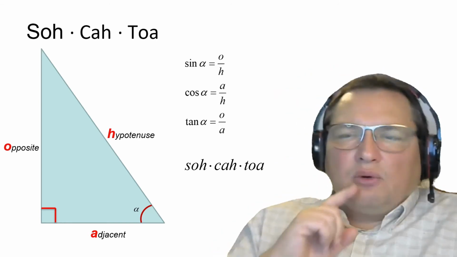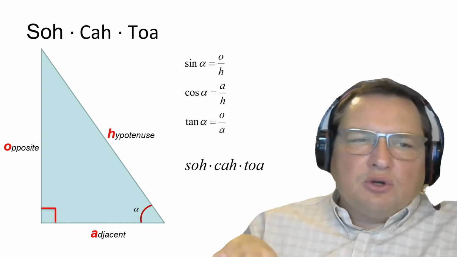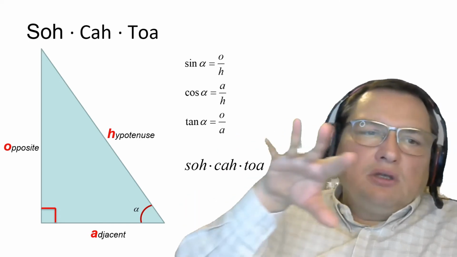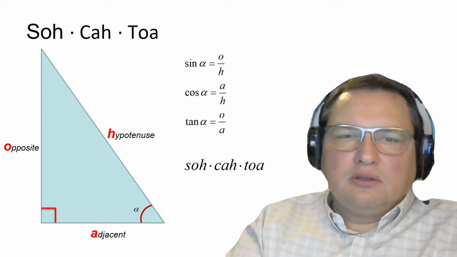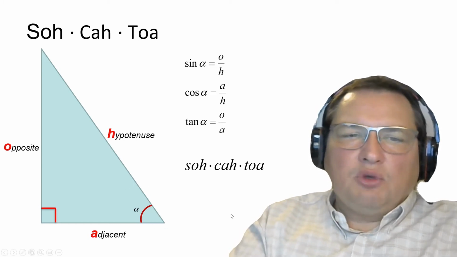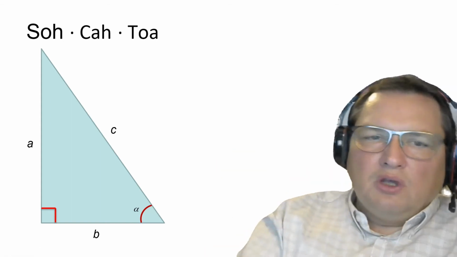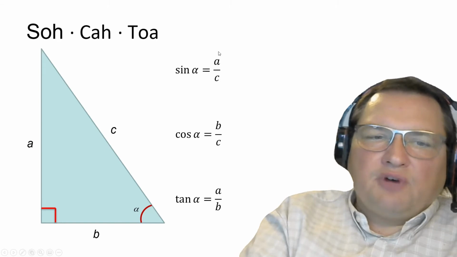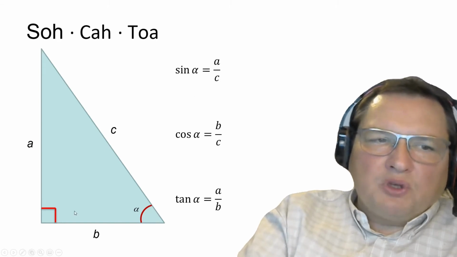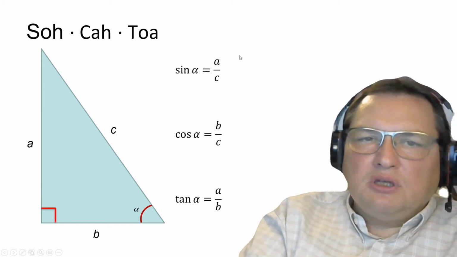In real life, however, you won't probably work with the edges named opposite, hypotenuse, adjacent. And if you are lucky, they will be named like this, just A, B, C. The corresponding formulas are here. For example, for sine alpha, it's the opposite edge, which is A, divided by hypotenuse, which is C, A over C.